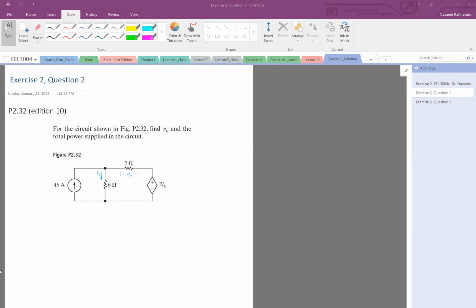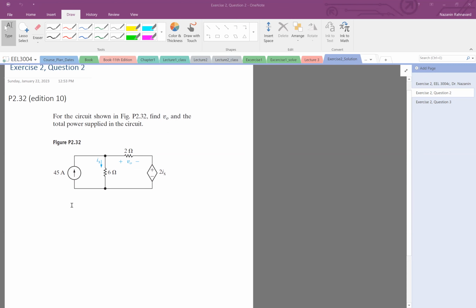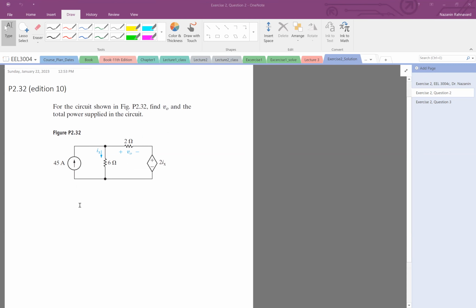Okay, question 2, which is problem 2.32 from your book, edition 10. So we have a circuit. We have an independent current source. We have a voltage source, which is dependent and depends on the current. So it's basically a current controlled voltage source.